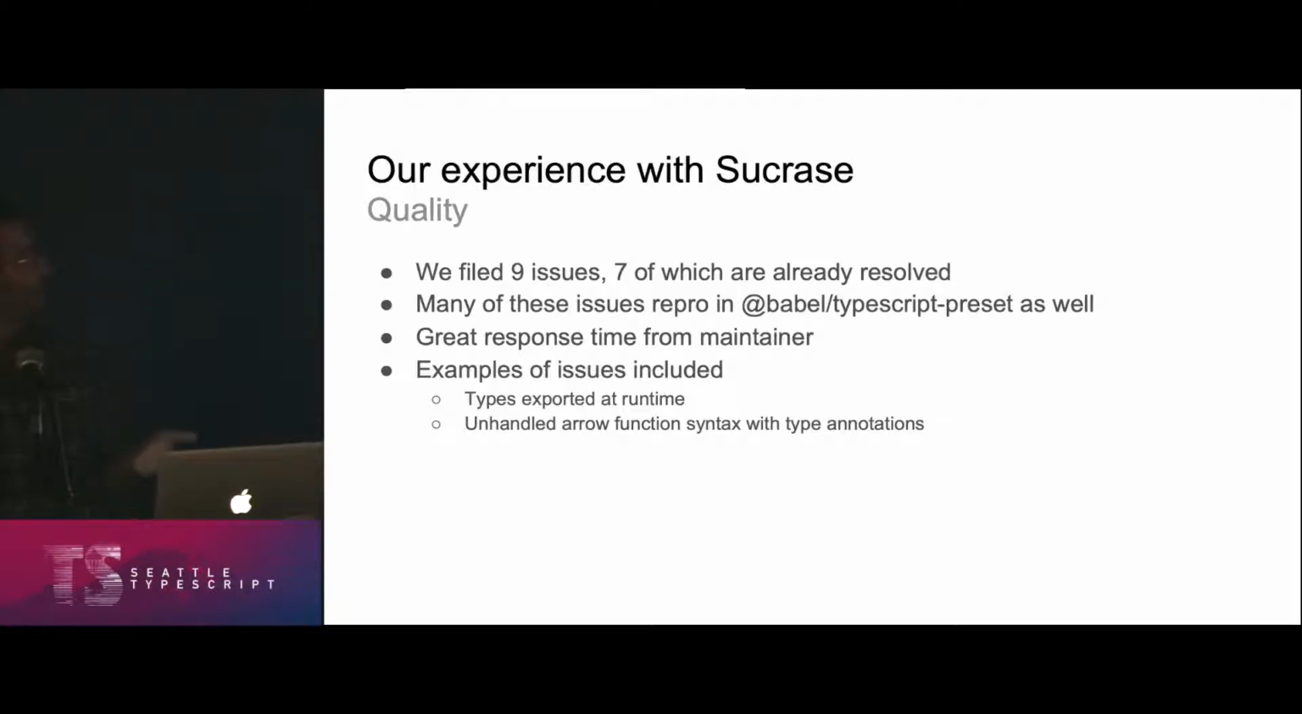Most of them were syntax related. There are some examples that they're including: arrow functions and types, as well as exporting types as if they were runtime values, which obviously will crash when you run. We filed 9 issues, and 7 of them are already resolved, and the 2 that are left are not that important. They are about the source maps, and the other one I don't remember what it was, but not that important. So basically, our code runs now with Sucrase.